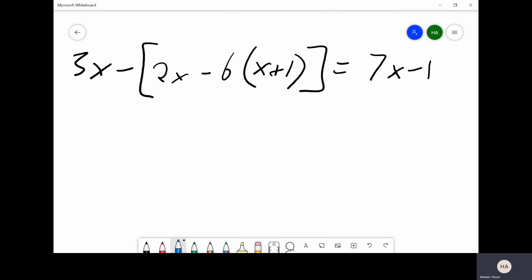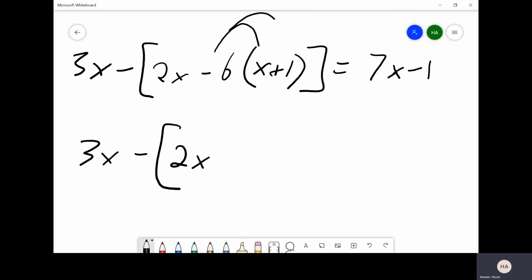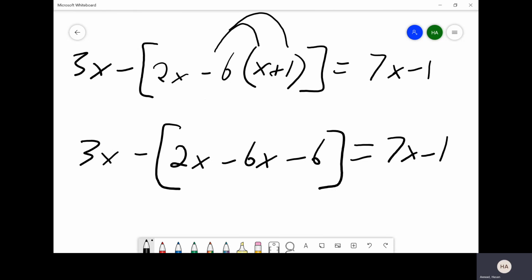So what do I mean by that? Okay, well, 3x is just going to come down, minus, we're going to keep the bracket. We're not going to touch the 2x yet. This is the part that I'm going to expand first. So the -6 applied to each piece here: -6 times x and -6 times +1. So we get a -6x minus 6. And nothing is happening on the right-hand side, 7x minus 1.